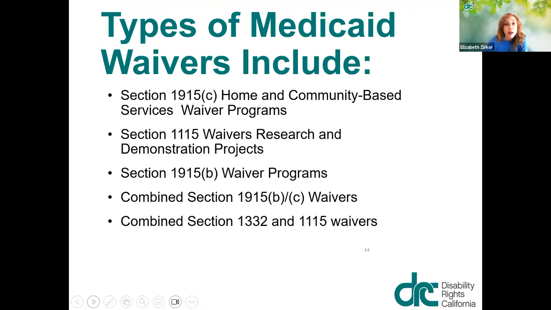And I'm going to focus on 1915C waivers in this presentation, but Medicaid provides for a variety of different kinds of waivers, including 1115 research and demonstration projects and 1915B waivers. For example, CalAIM is operated under an 1115 waiver.